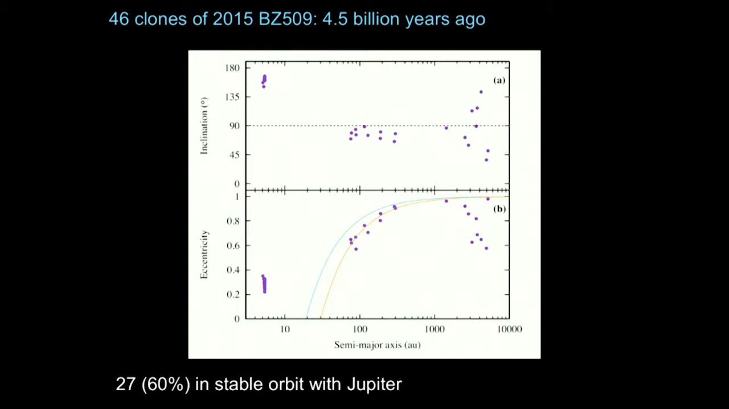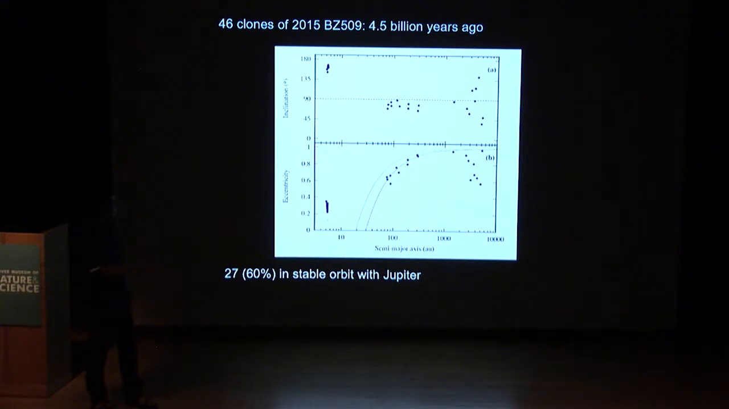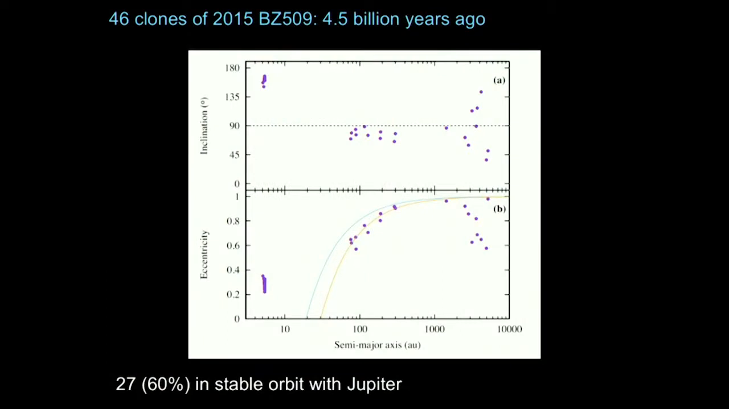And what they find is that there are still about 50, or actually 46, of these clones left, and some of them are distributed pretty far out in the solar system, but there's actually this stable zone near Jupiter's orbit, and that's what this clump and this clump are. So about 27, or 60%, of the simulations still show this region to be stable. And so that gives them very good evidence that this particular asteroid has been in that stable area for most of the history of our solar system.